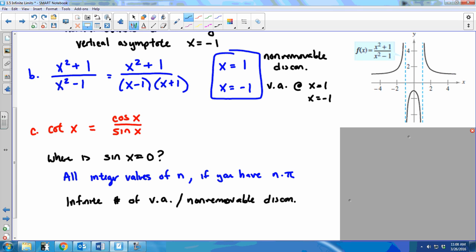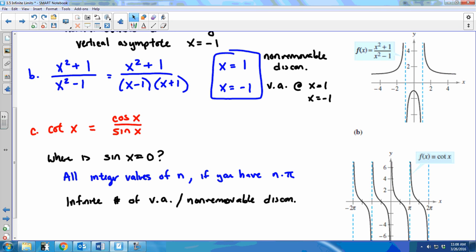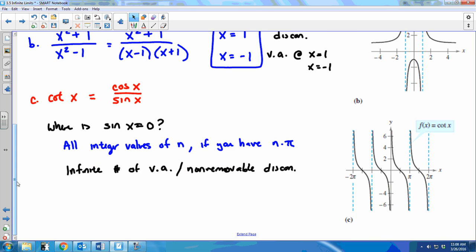All right? And so if you look at the graph, you can see there they are. At every single integer value of pi, there's a vertical asymptote, including the y-axis. It's just not dotted in blue because the y-axis is actually part of the graph, but it would be an asymptote as well. You can see they just keep going, keeps repeating. Okay? All right.